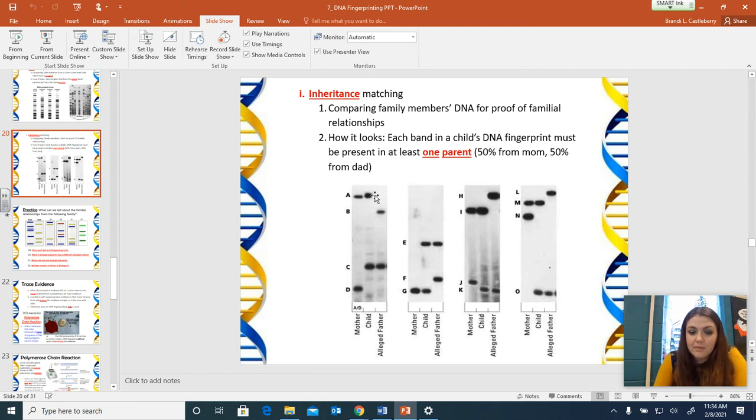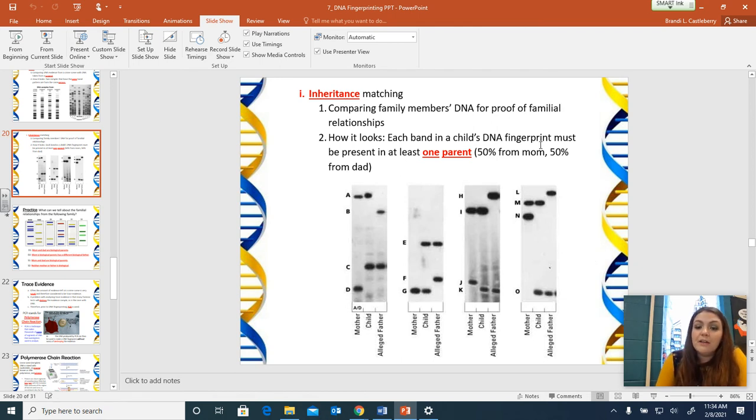So the mom matches, dad matches. So you're like, could be, sure. For this one, mom matching, dad matching, yes, could be. Matching the dad, matching the mom, could be. So basically, all you're going to do is look in the child's row and see, do they have any band that doesn't match one of the parents? It has to match one of them. If it doesn't, then they're not their parent.